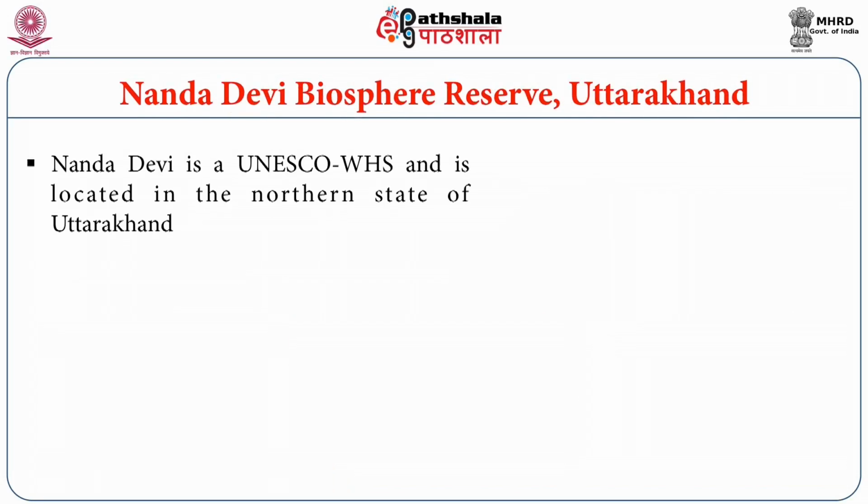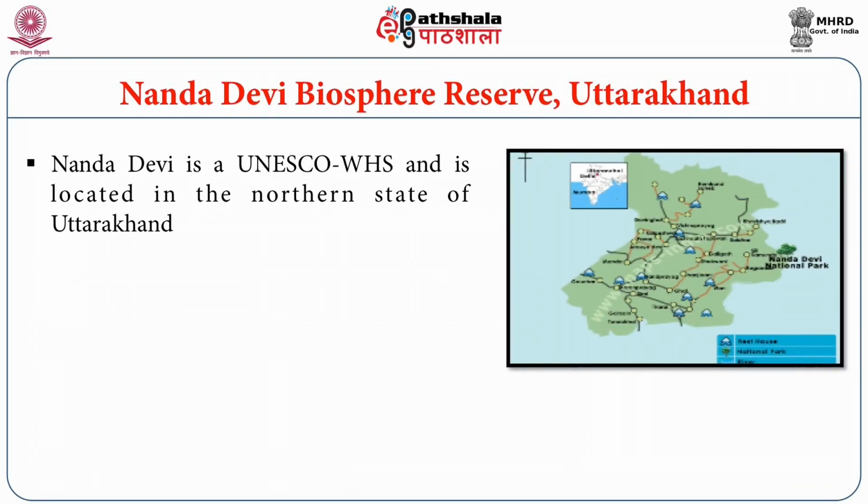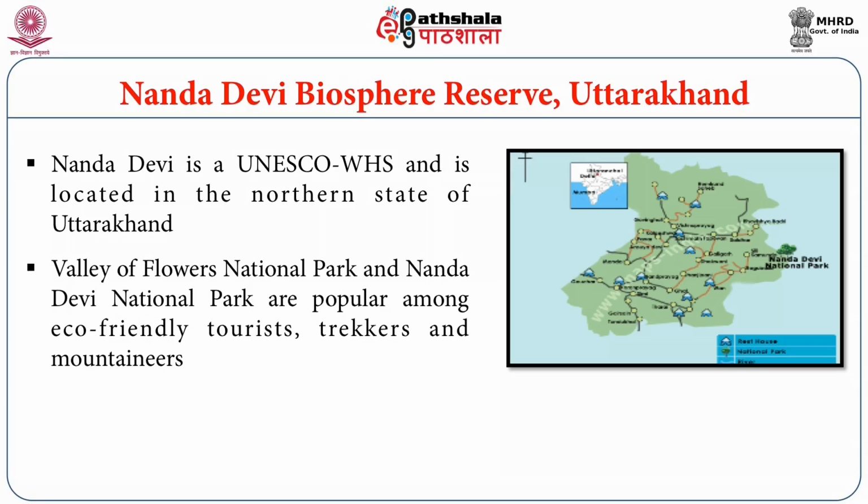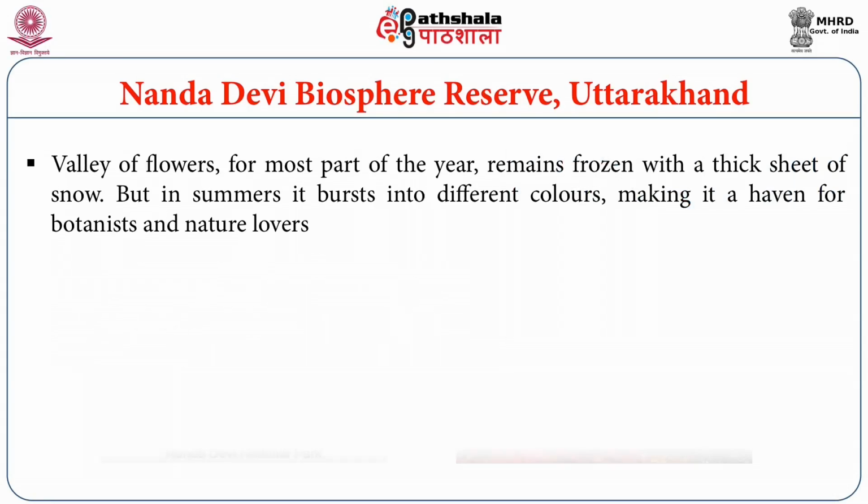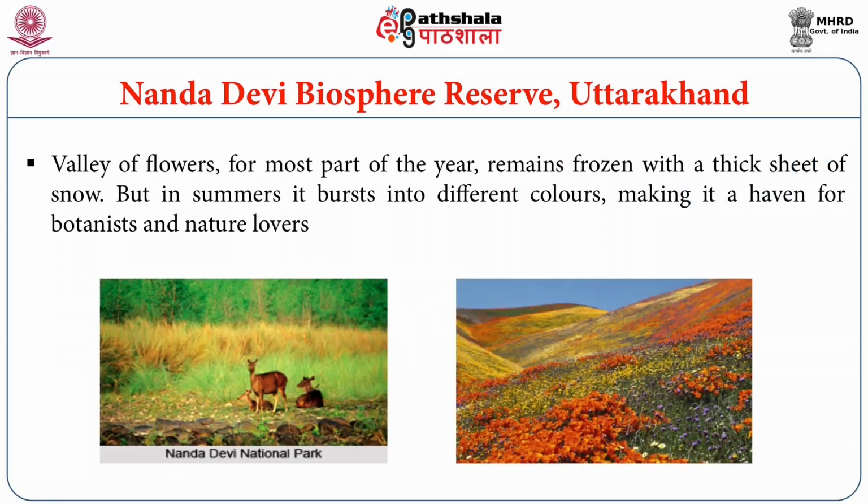Coming to Uttarakhand, Nanda Devi is a UNESCO World Heritage Site and is located in the northern part of the Uttarakhand state. Valley of Flowers National Park and Nanda Devi National Park are popular among eco-friendly tourists, trekkers and mountaineers. Valley of Flowers for most part of the year remains frozen with the thick sheet of snow, but in summer it bursts into different colors, making it a heaven for botanists and nature lovers.